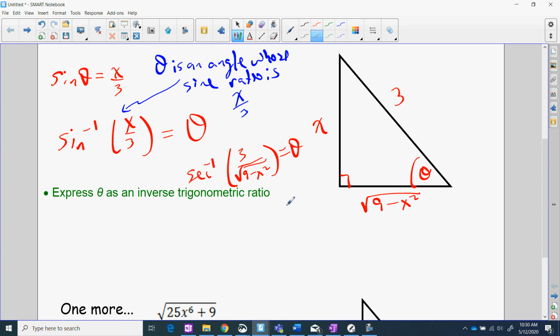You look and say, is that also right? This is saying angle theta is an angle whose secant ratio is 3 over the square root of 9 minus x squared. The secant is hypotenuse over adjacent. Hypotenuse over adjacent. So yeah, that would also work. So you kind of get the idea of what I'm saying here is I could have said inverse cosecant 3 over x would also be theta. Inverse tan of x over this side would also be theta. Pick any of your 6 trig ratios.